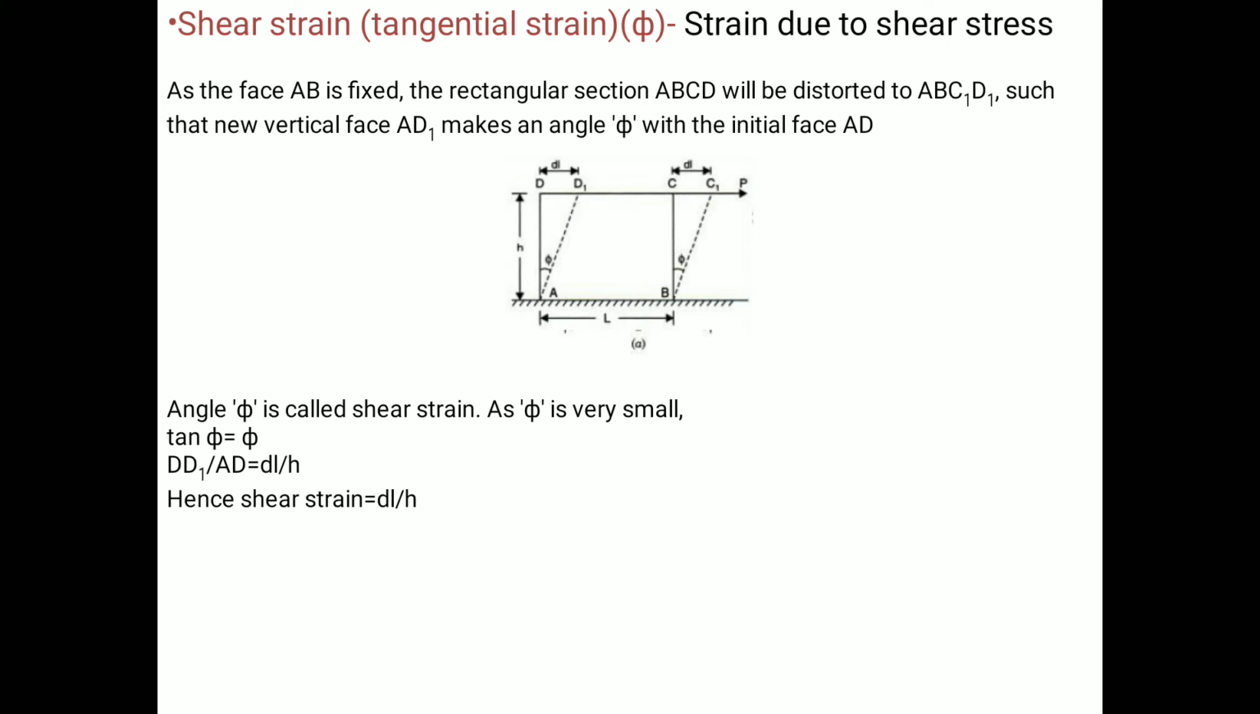We are going to calculate that small distortion of the block, meaning we have to find out the value of phi. Therefore, shear strain phi: from the figure we can see that tan of phi is equal to opposite side divided by the adjacent side. Now the opposite side is d1 and the adjacent side is h, so tan of phi is d1 upon h. But as angle phi is very small, tan of phi is approximately equal to phi. Therefore, the shear strain is given by tan of phi equal to phi.